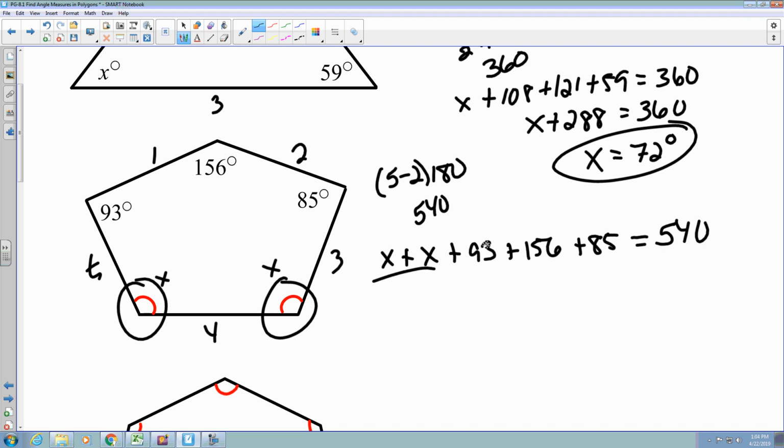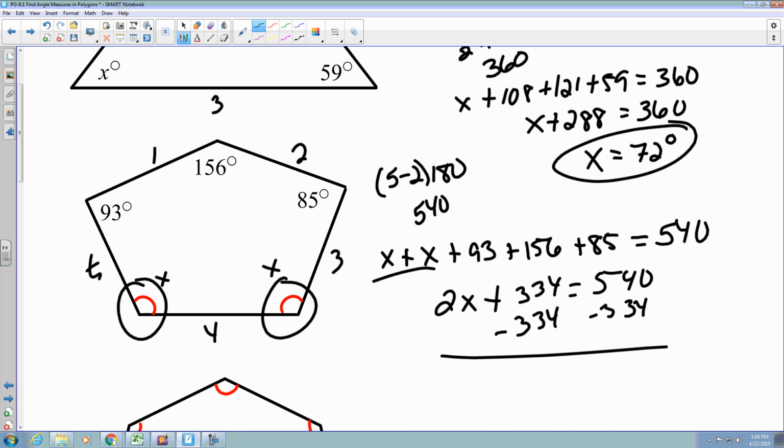Combining like terms, I got two like terms here, so that's 2x plus, now I got 93 plus 156 plus 85. That gives me 334, and it's going to still equal 540. Now we can subtract 334 from both sides. Now I got 2x left on the left hand side. 540 minus 334 is 206.